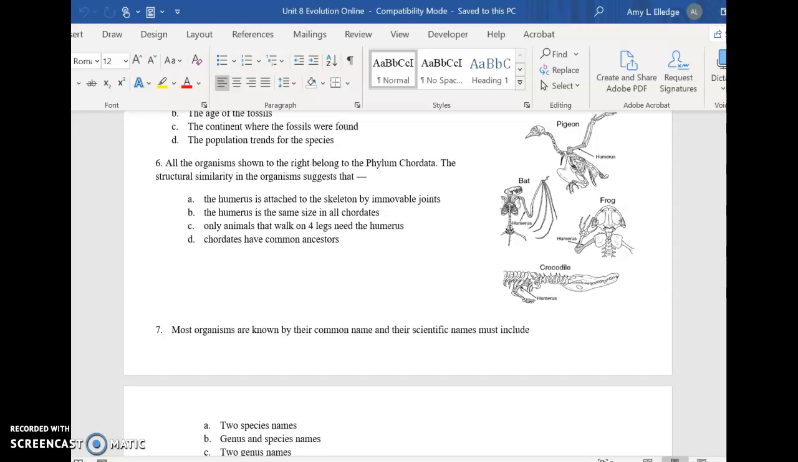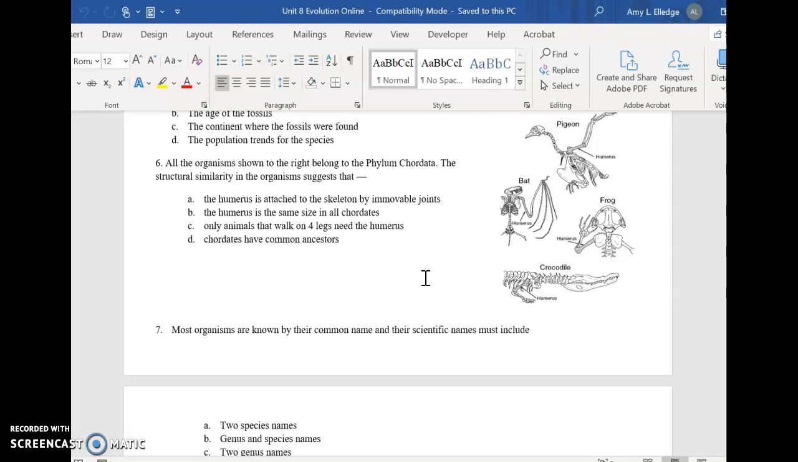Number 6, all the organisms shown to the right belong to phylum Chordata. The structural similarity in these organisms suggests that. So they're all in phylum Chordata. So they all, if you can tell by the picture, all have a humerus. They also all have a backbone. And so because of this structural similarity, does it suggest that the humerus is attached to the skeleton by immovable joints? No, we don't know that.